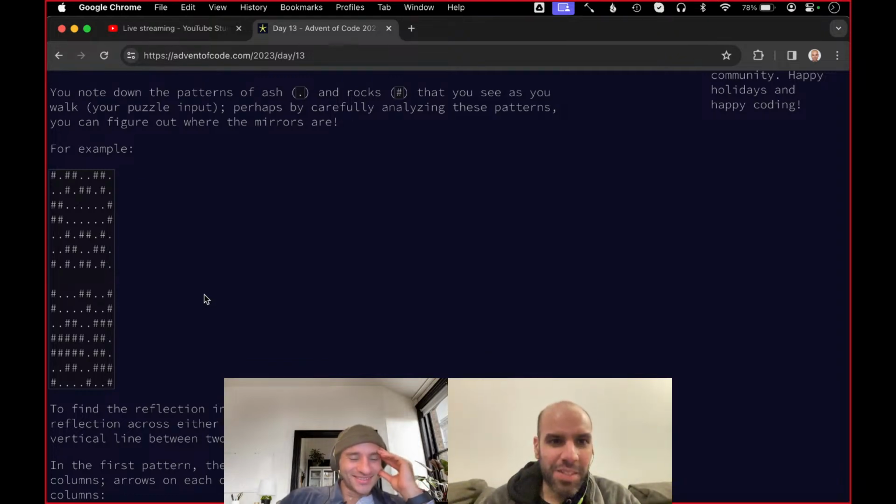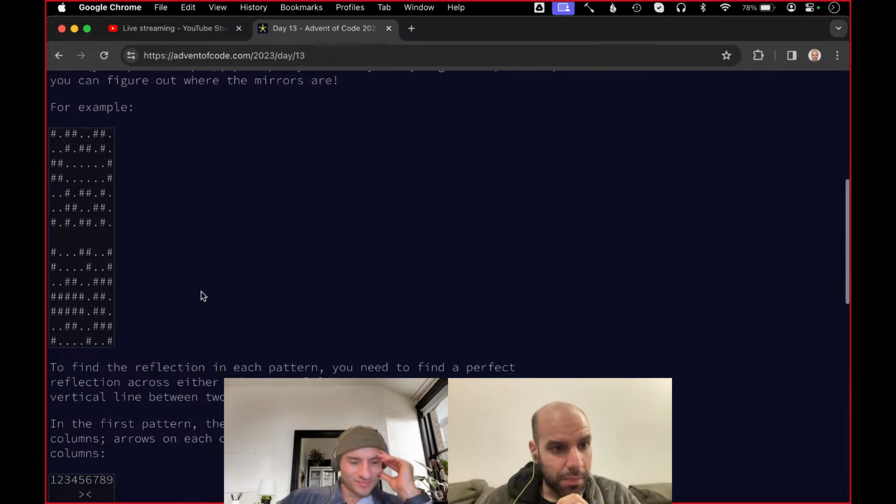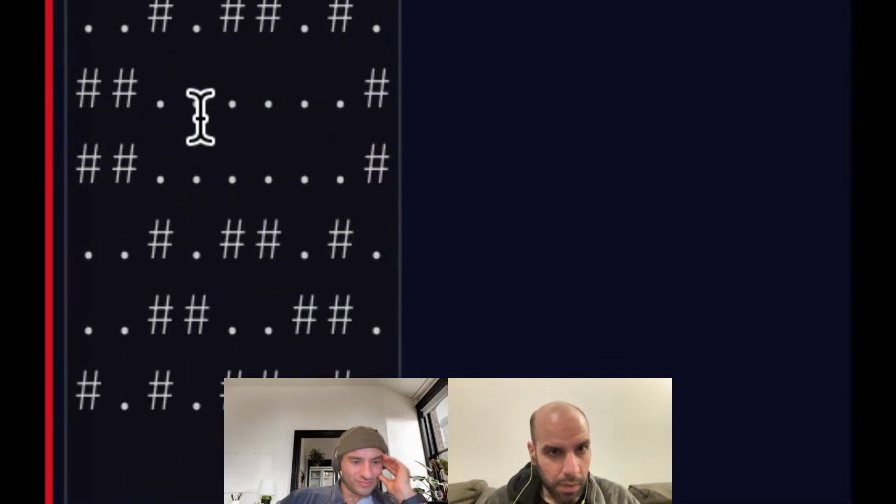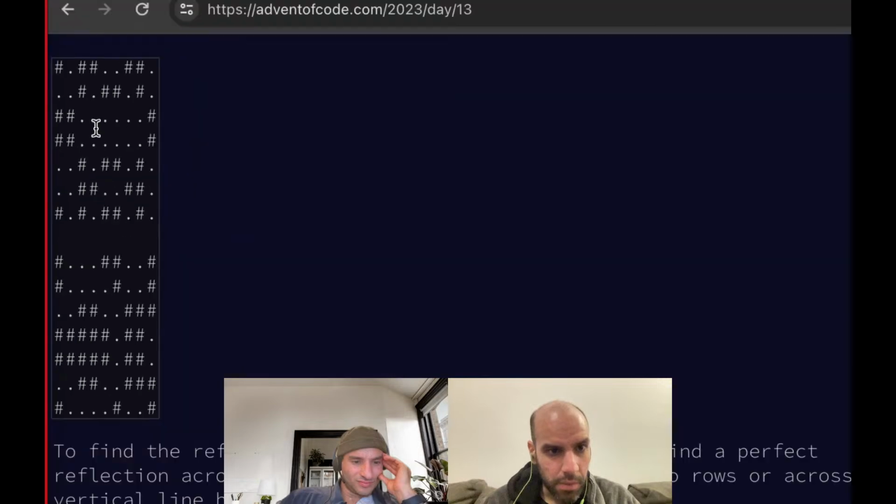Note down the patterns of ashes and rocks that you see as you walk your puzzle input. By carefully analyzing these patterns, you can figure out where the mirrors are. For example, she blinks. To find the reflection in each pattern, you need to find a perfect reflection across either a horizontal line between two rows. So a horizontal line between two rows would be, for instance, right about there, which happens to be the real solution for this problem, as we are about to see.